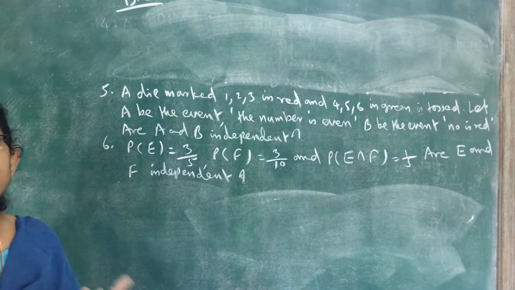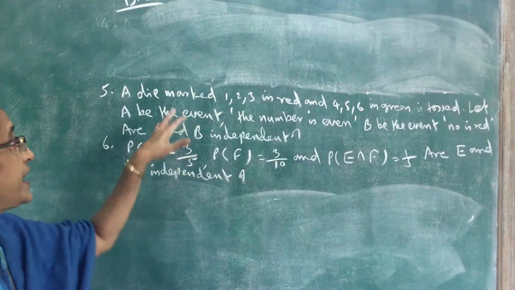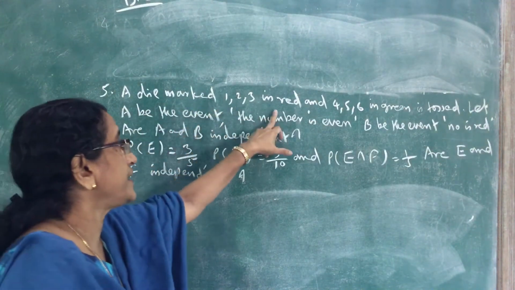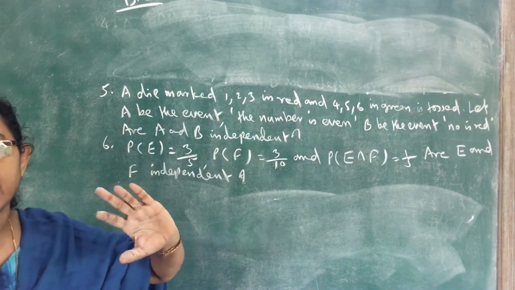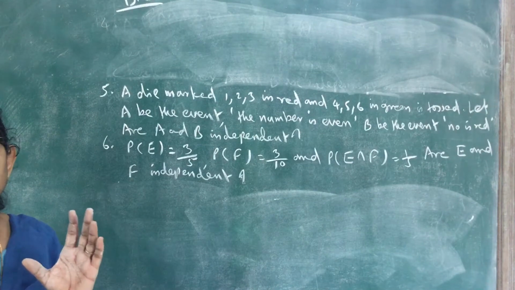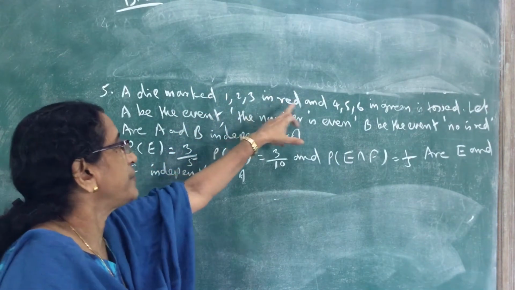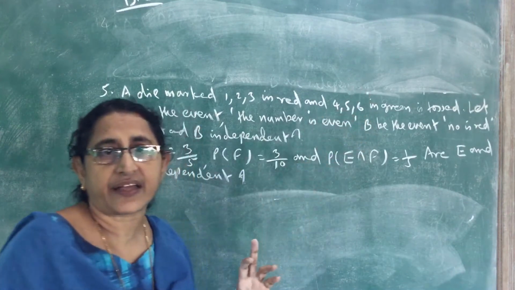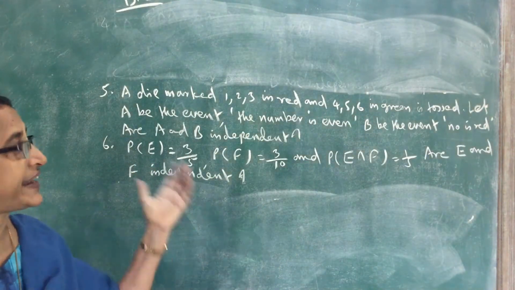First identify what is the experiment. What is the experiment here? It is a special type of die. A die marked 1, 2, 3 in red and 4, 5, 6 in green is tossed. So that is the experiment. That means the experiment is a die is tossed. But there is some speciality for the die. 1, 2, 3 are marked in red and 4, 5, 6 are marked in green. That is the speciality of the die.